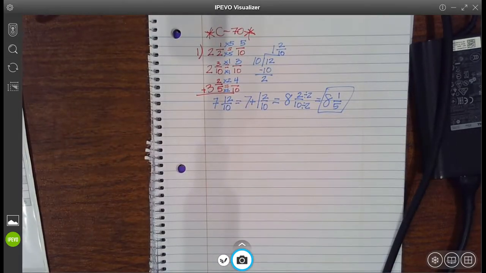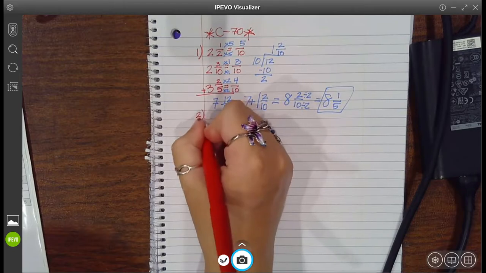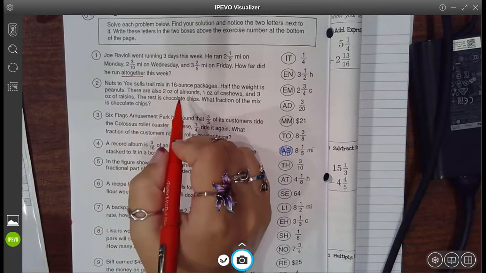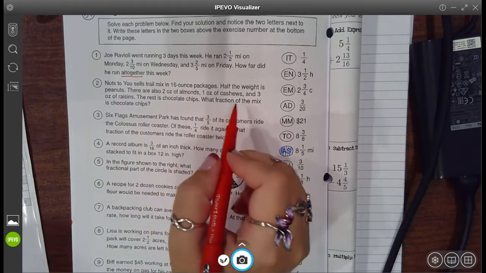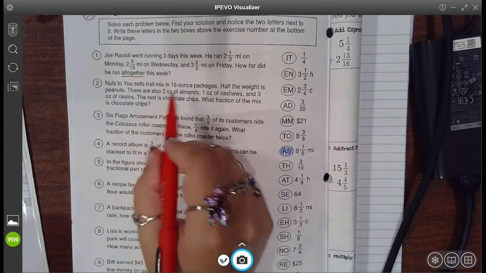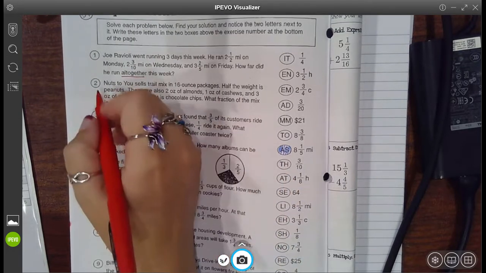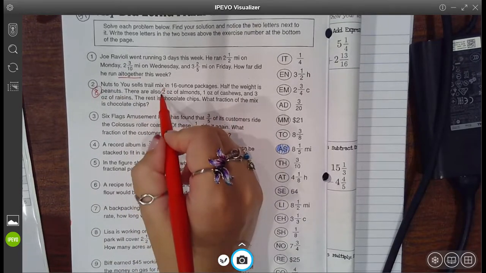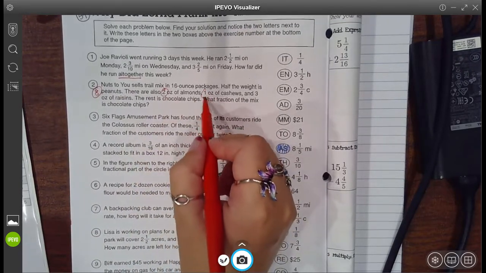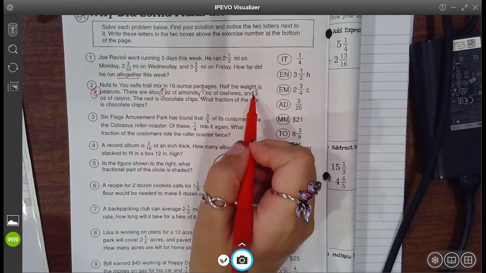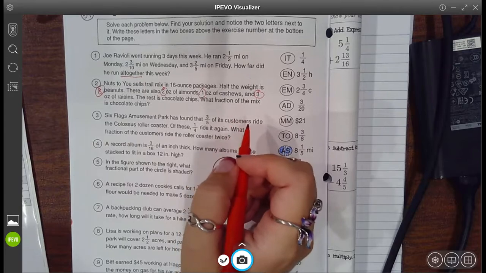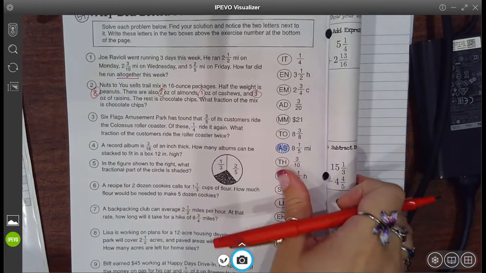Okay, so moving on to number 2. If I look back at my paper, it says, Nuts to You sells trail mix in 16-ounce packages. Half the weight is peanuts. So the total is 16, and half of that is peanuts. That means 8 is peanuts. There's 2 ounces of almonds, 1 ounce of cashews, 3 ounces of raisins, and then the rest is chocolate chip. What fraction of the mix is chocolate chip?